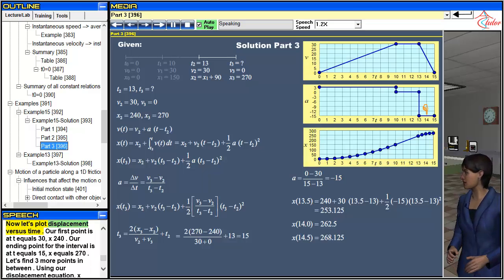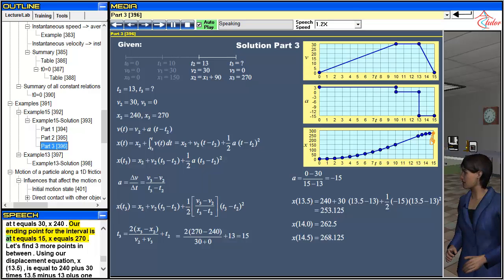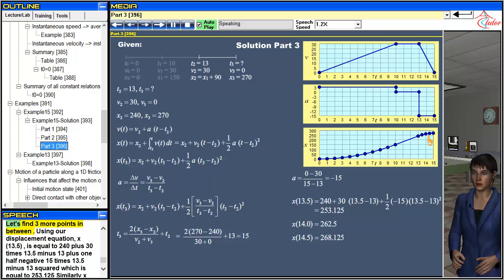Now let's plot displacement versus time. Our first point is at t equals 13, x equals 240. Our ending point for the interval is at t equals 15, x equals 270. Let's find 3 more points in between.